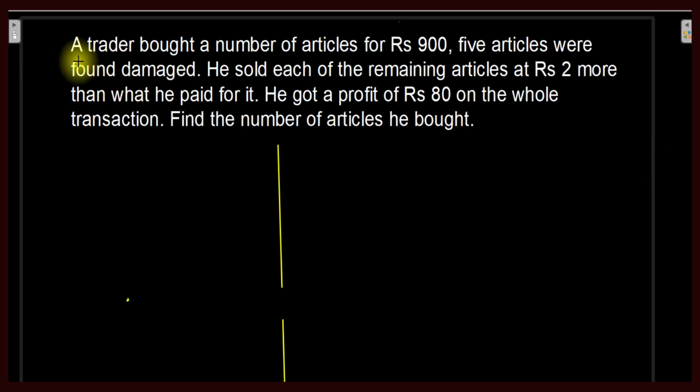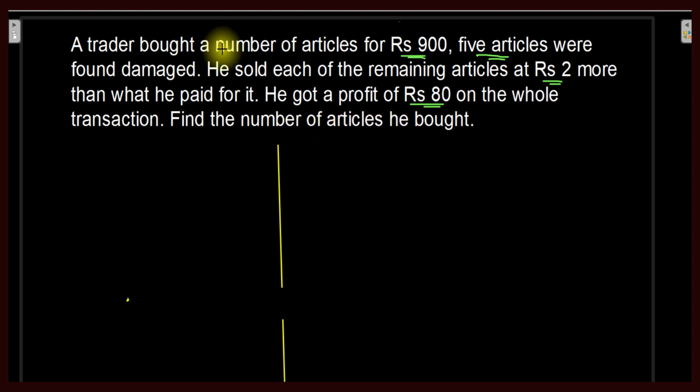Friends, here is the first question of today's part on quadratic equation. A trader bought a number of articles for rupees 900. 5 articles were found damaged. He sold each of the remaining articles at rupees 2 more than what he paid for it. He got a profit of rupees 80 on the whole transaction. Find the number of articles he bought.